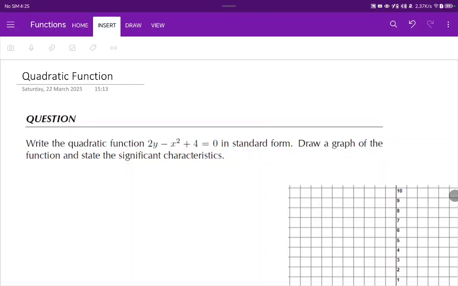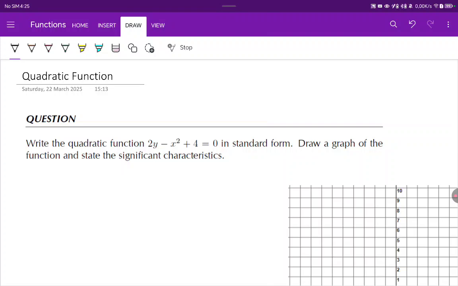Let's go ahead and do revision of the quadratic function. Write the quadratic function in standard form, draw the graph of the function, and state the significant characteristics. Let's start with number 1. So here they're specifically telling us to do standard form.